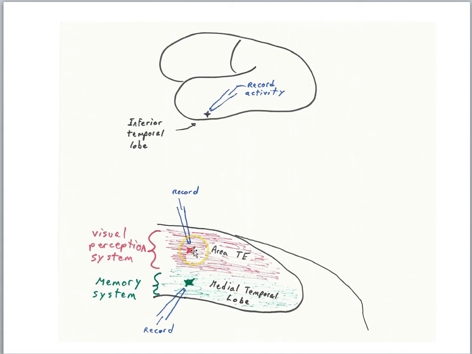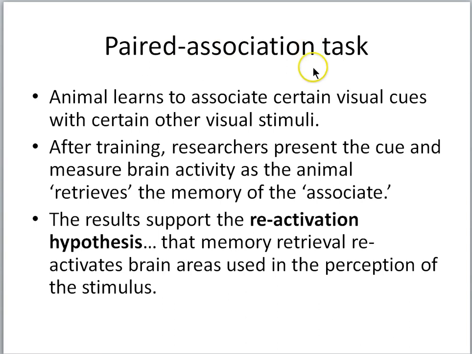Then what they had the animal do is try to remember an association between one visual stimulus and another visual stimulus. They wanted to find cells that were activated for the first visual stimulus, cells that were activated for the second visual stimulus, and then examine how the cells behaved during retrieval of the memory of that association. So it's a paired association task. Animals learn to associate certain visual cues with certain other visual stimuli. And again, they're going to be recording single cell activity in perceptual areas and also the memory areas.